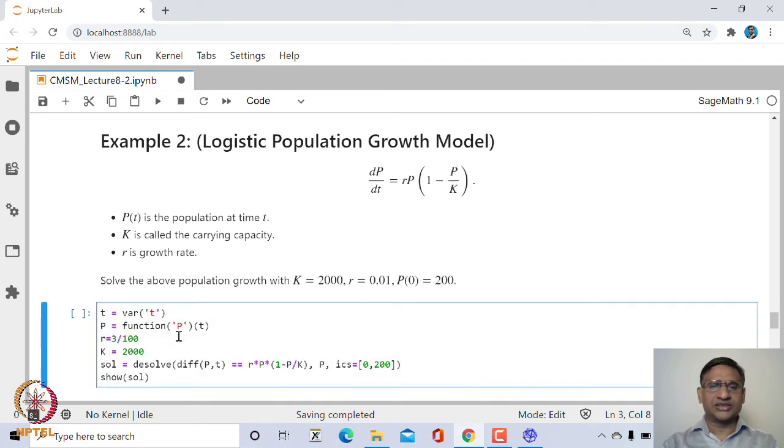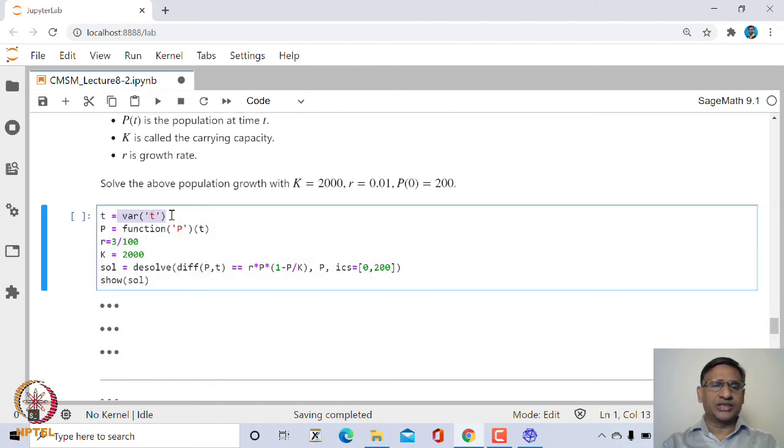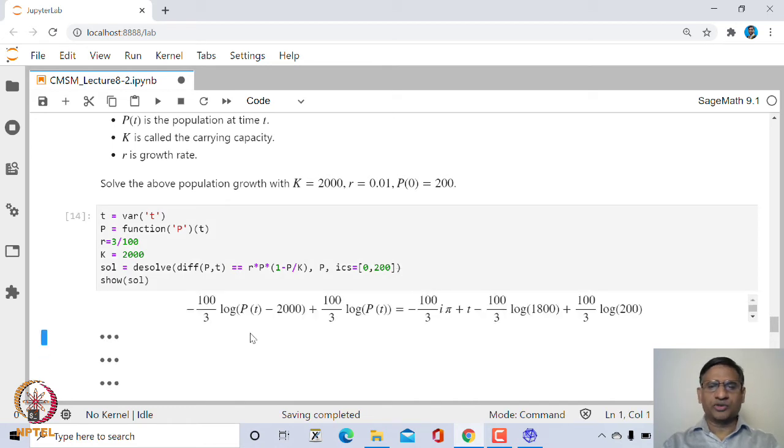Again, let us just define this differential equation. Here t is a variable and p is the population, a function of t, r is 3 by 100, k is 2000, and then we solve this. solution is equal to desolve, differentiate p with respect to t equals r into p into 1 minus p by k, and the initial condition is p at 0 equals 100. So, this is how the solution looks.